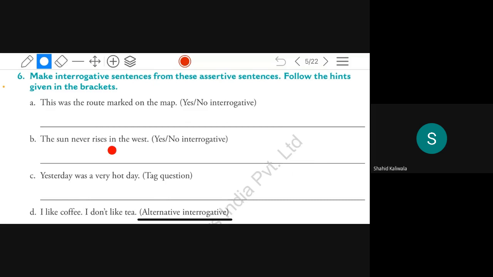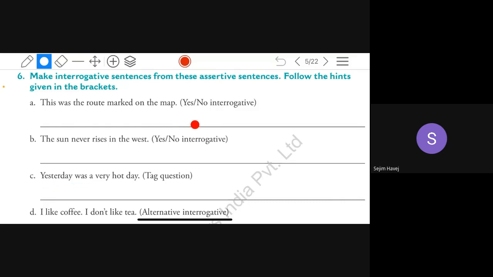The sun never rises in the west. Does the sun never rise in the west? Yes. Yesterday was a very hot day. Question tag. Was yesterday a very hot day? Wasn't it? Who else gave the answer? The other one. Wasn't it?